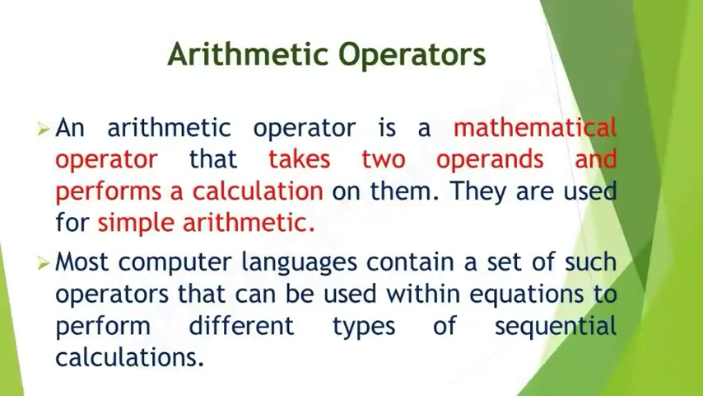Okay. This arithmetic operator is also called a mathematical operator. It takes two operands and performs calculations on them. It is used for simple arithmetic calculations. For example, 1 and 2 are two operands. It performs the calculation using the arithmetic operator plus. So 1 and 2 are operands, and this plus is called the arithmetic operator.